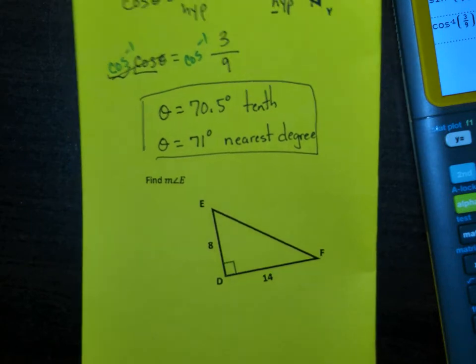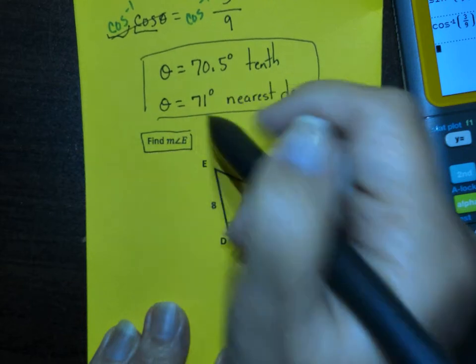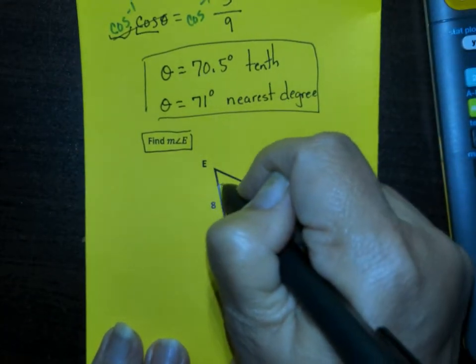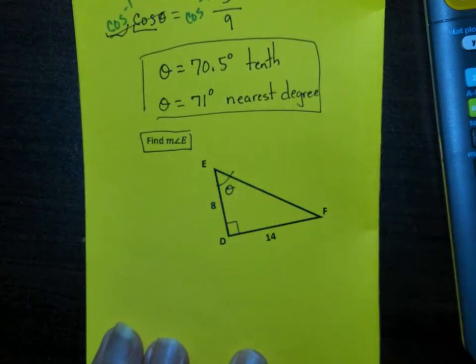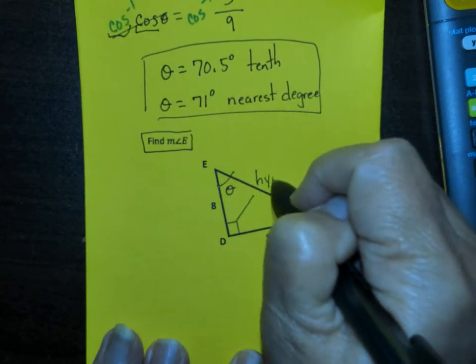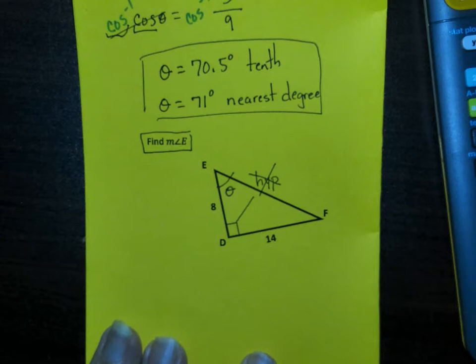Alright, last example. Find the measure of angle E. Steps are the same. Go to where the angle E is and mark your theta. Alright, across from the right angle is the hypotenuse. Do you see that I don't even have a number on the hypotenuse? I'm not even going to use hypotenuse. No hypotenuse, right, in the song?